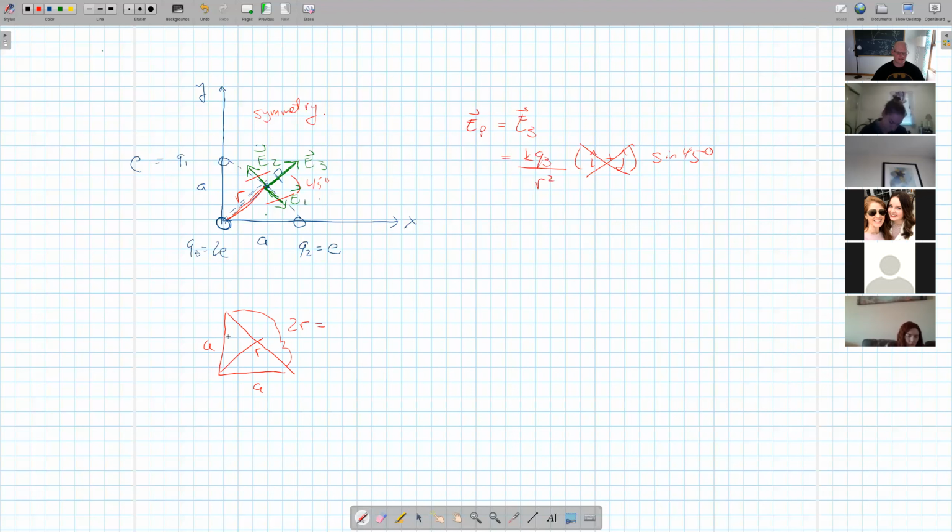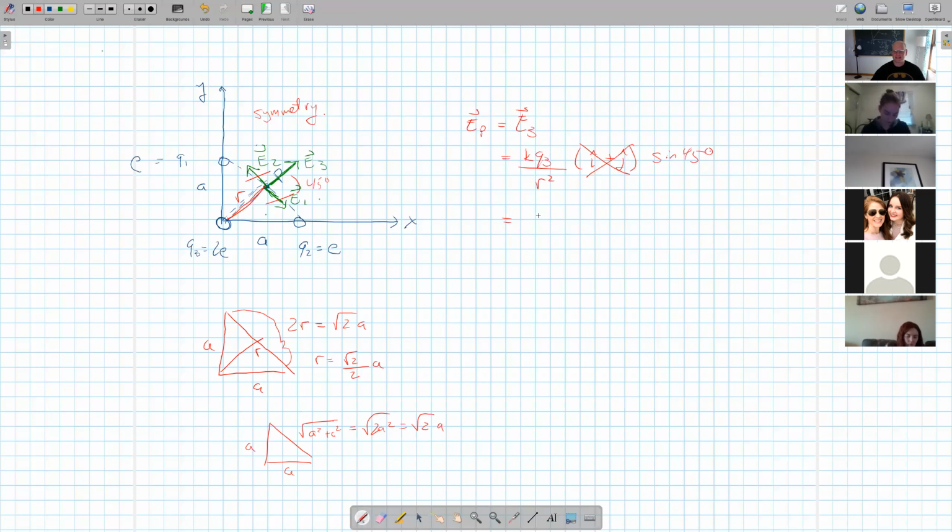Well, Pythagoras Theorem tells us then that 2 times R is the same thing as the square root of 2 times A, right? Are we okay with that? So Pythagoras Theorem says that if this is A, this is A, then I would find this distance here would be the square root of A squared plus A squared, which is the same thing as the square root of 2A squared, which is the same thing as the square root of 2 times A. Okay? So this means that 2 times R then is equal to the square root of 2 times A, which means R then is equal to the square root of 2 divided by 2 times A.